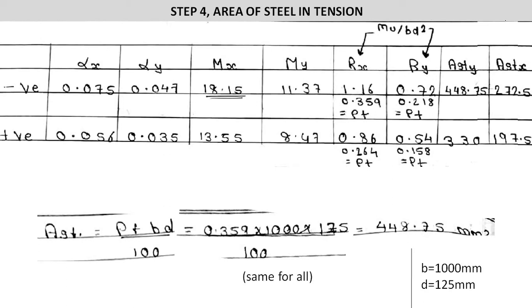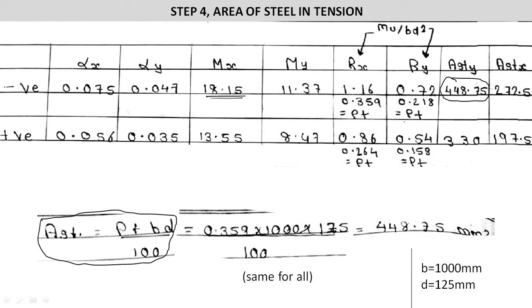Now the second thing we will do is find the area of steel in tension in X negative, X positive, Y negative and Y positive. I have shown it for this one only. To find this value, we have the formula: AST equals Pt bd by 100. For calculating the area of steel in tension, the formula is percentage of steel into width into depth upon 100.